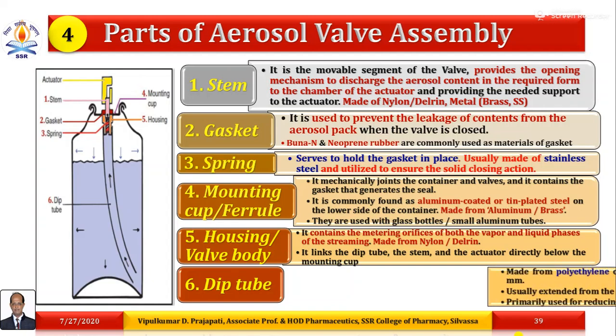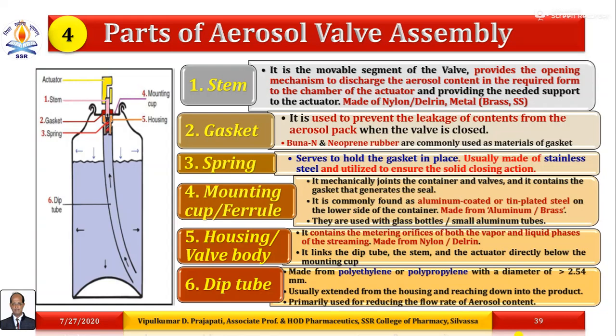And the last one is the dip tube, made from polypropylene or polyethylene with a diameter of greater than 2.54 millimeter, usually extended from the housing and reaching down into the product available in the container, primarily used for reducing the flow rate of aerosol content. So the dip tube has that type of function.